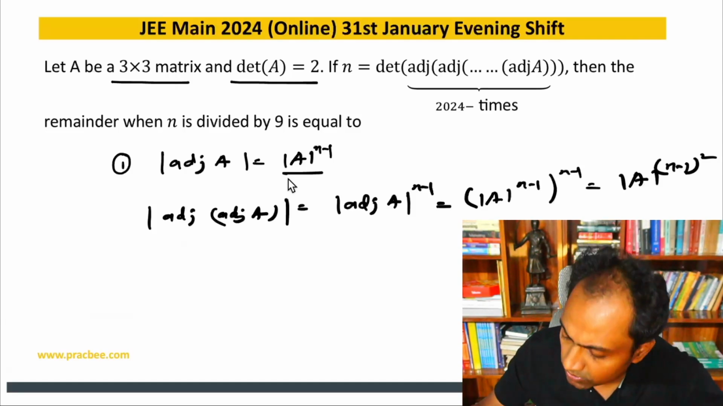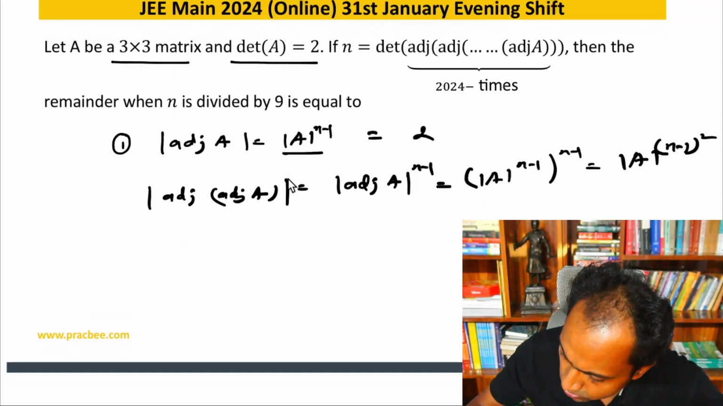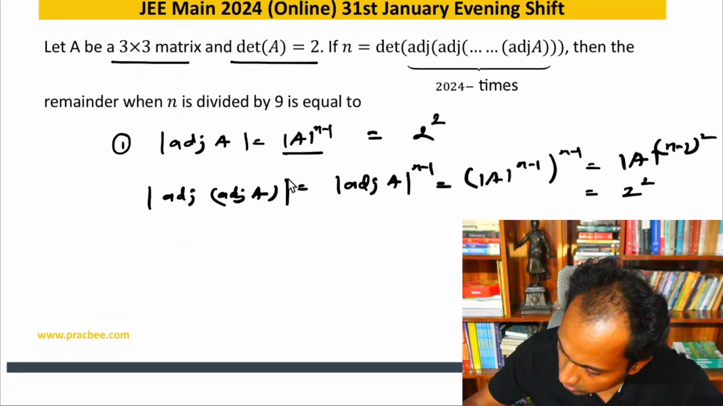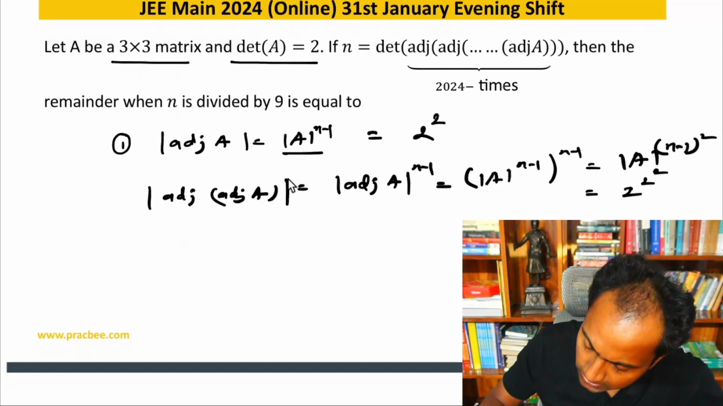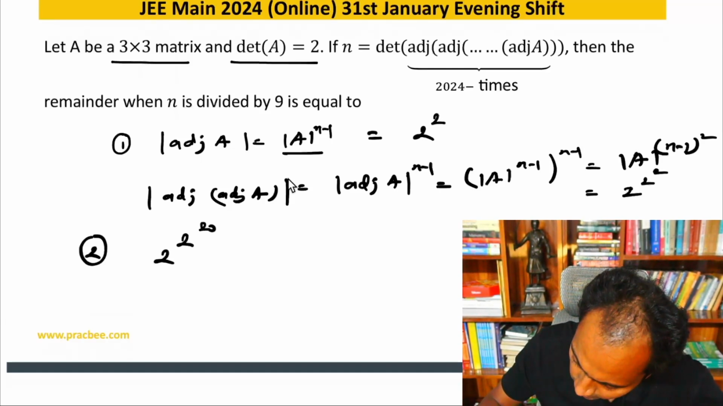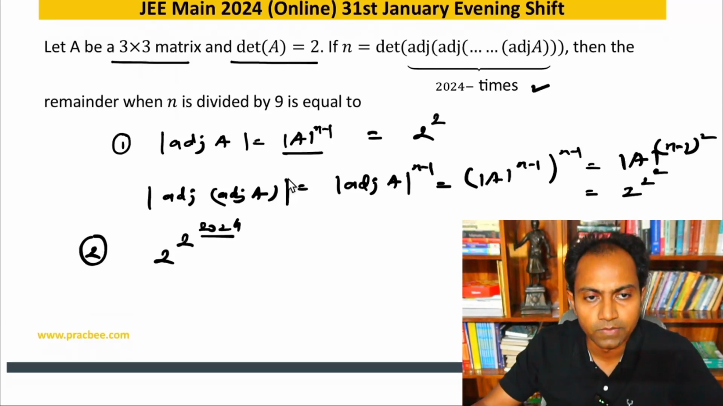So what is the importance of writing in this manner? We can see that for 1 the answer was 2 raised to the power, let us put the value 2. For the next one it became 2 into 2 raised to the power 2, and if I keep on doing this, in the power of 2, this 2 will come 24 times. So we have figured out the answer.